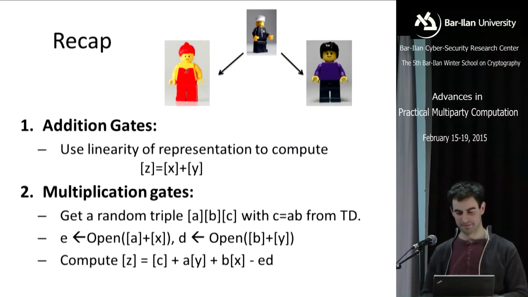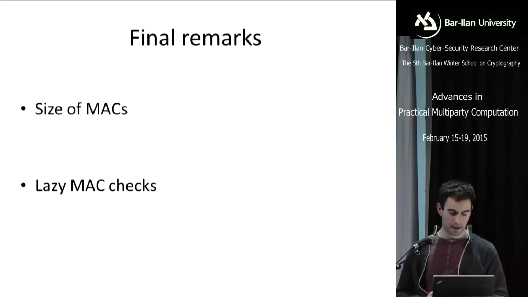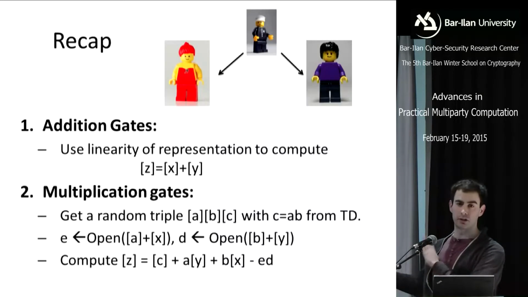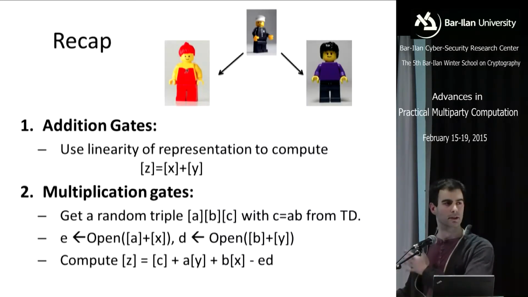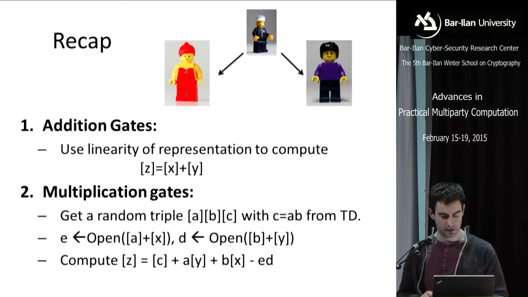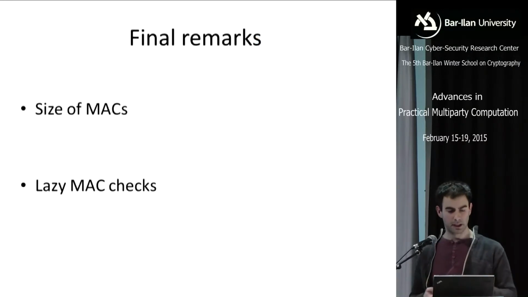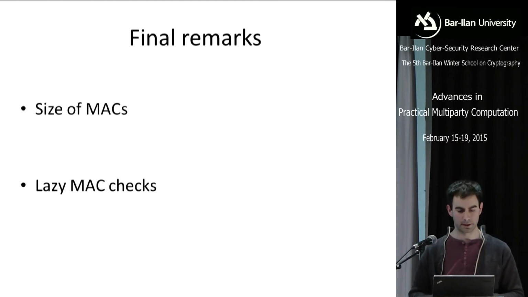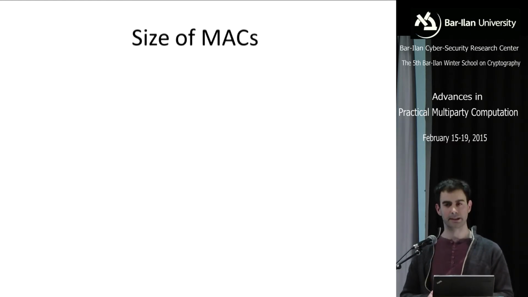There are a couple of problems. So there are two things that you can do to make this protocol better. Again, this is something simple that I think you can explain to anyone. This is just how to evaluate circuits with active security. There are two things that you can improve. One is the size of MACs, and the other one is the communication complexity. So the first thing, the size of MACs.